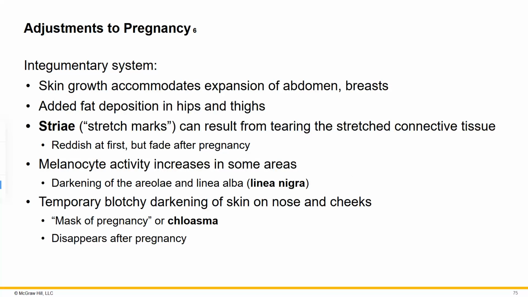Skin. Skin growth accommodates expansion of the abdomen and the breasts, with added fat deposits in the hips and thighs. The striae, or stretch marks, can result from tearing of the stretched connective tissue. They are reddish at first but fade after pregnancy for the most part. Melanocyte activity increases in some areas, causing darkening of the areola and temporary blotchy darkening of skin on the nose and cheeks.